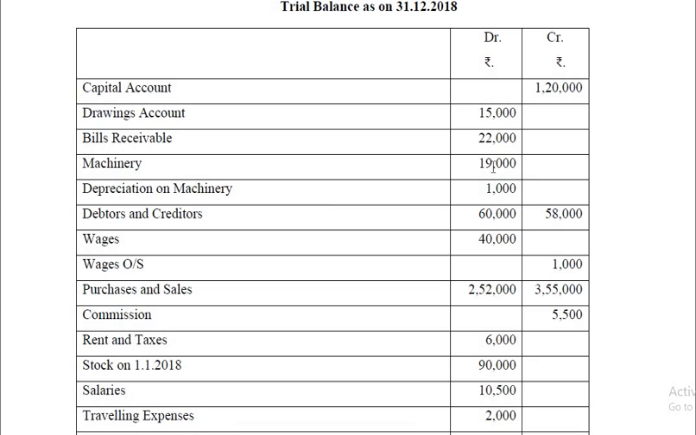This 1,000 is already deducted from 19,000. Before deducting 1,000, the balance is 20,000. From 20,000, 1,000 is already deducted, and the machinery balance is after adjusting that. Therefore, machinery should be shown at 19,000 on the asset side. Depreciation on machinery should be debited to profit and loss account with 1,000. Only one treatment. If it is given in the adjustment, it must be treated twice.